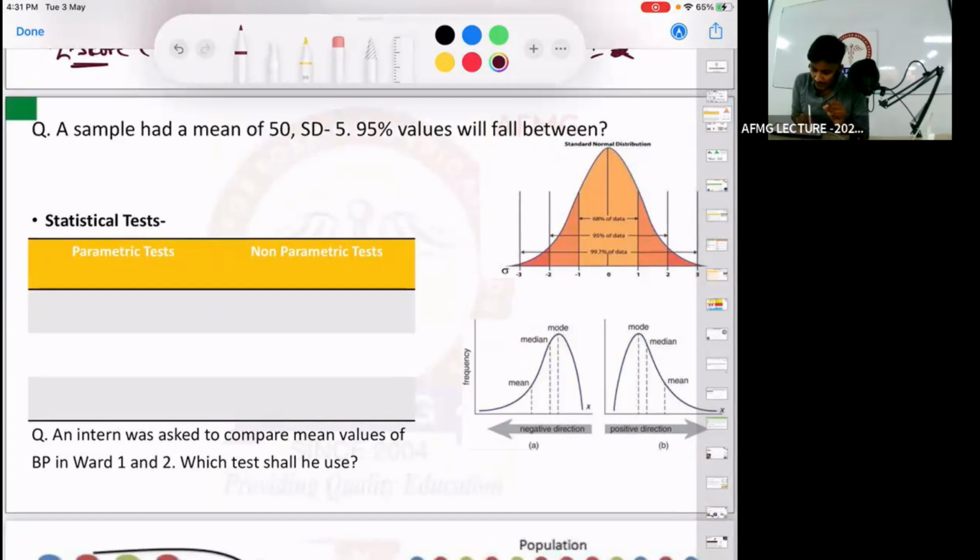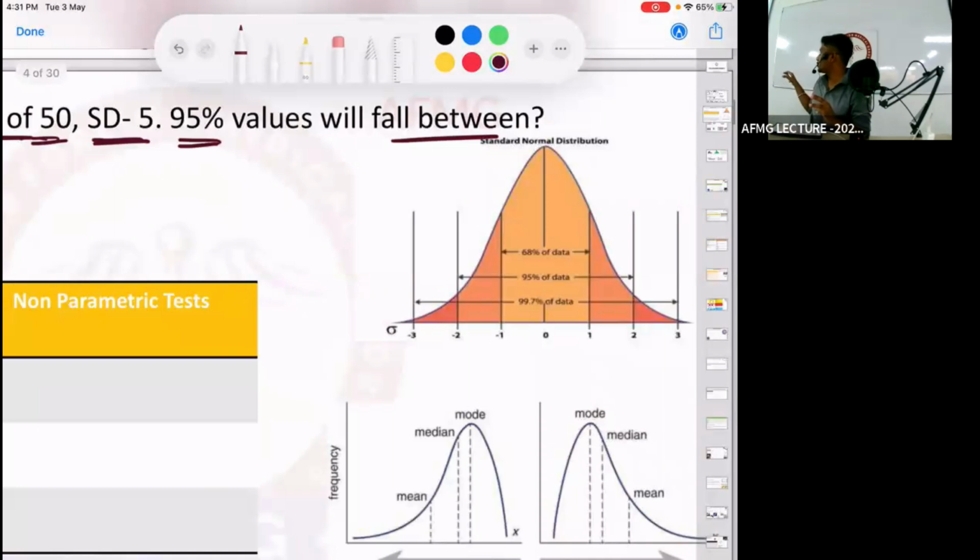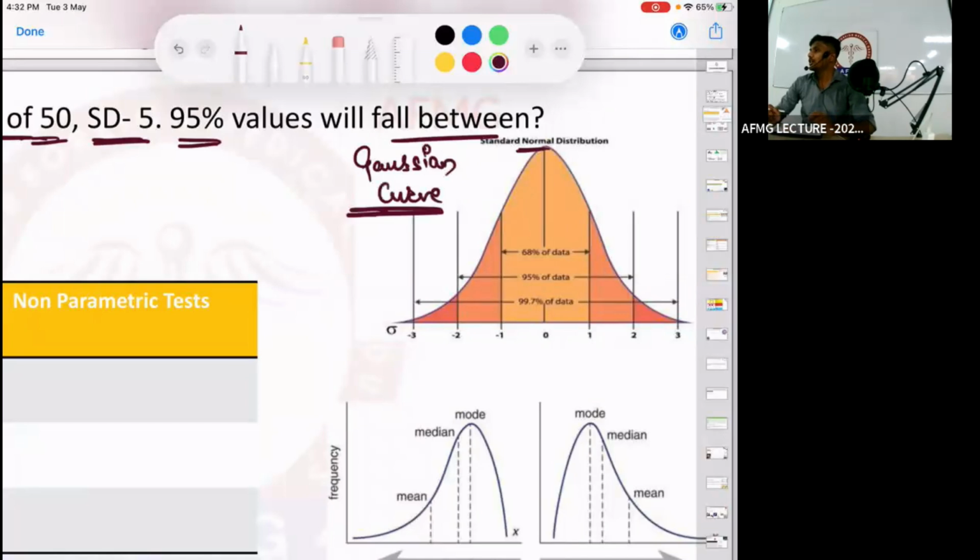A sample had a mean of 50. Okay, the mean or mu value is 50. Standard deviation is 5. So 95% values will fall between. So for that you need to get this normal distribution. If we have n number of values, they would be distributed in this curve, and this is called the normal distribution or the Gaussian curve.